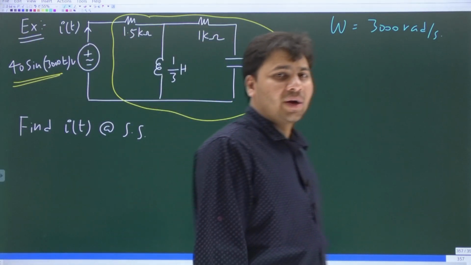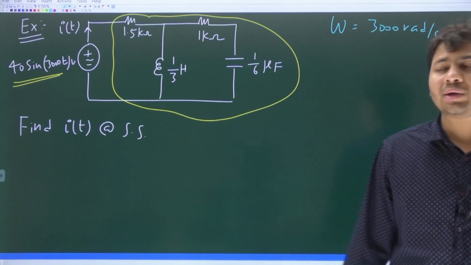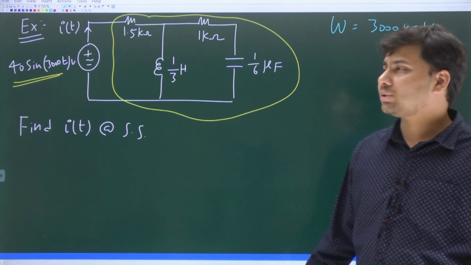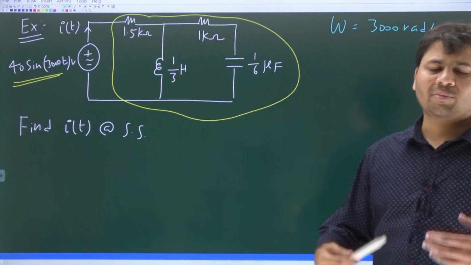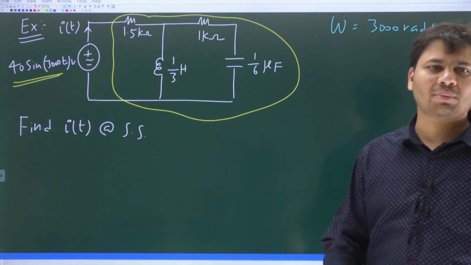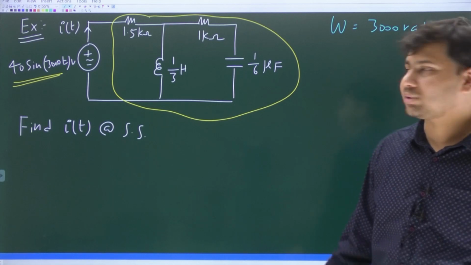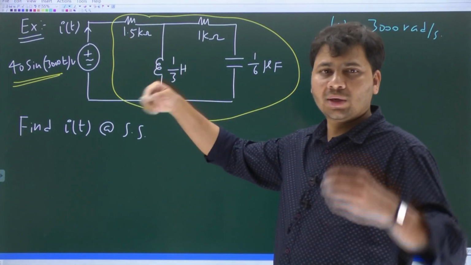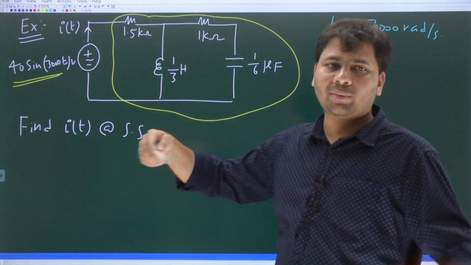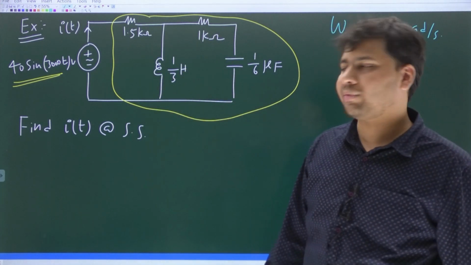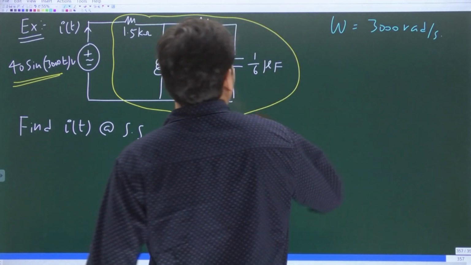And at this operating frequency, you should compute the values of the impedances of the inductor and the capacitor. Resistor impedance at any frequency is simply equal to the value of the resistance. 1.5 kilo ohm is the value of impedance at any frequency. 1 kilo ohm is also the value of the impedance at any frequency.